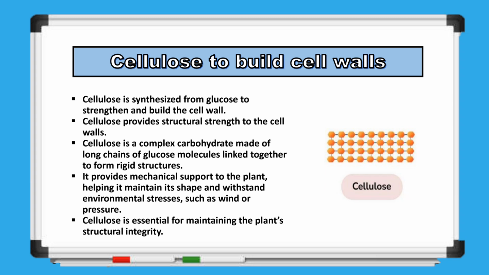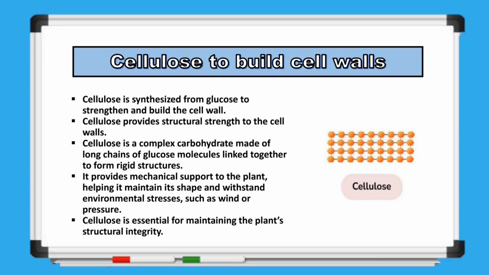Cellulose helps the plant maintain its shape, gives it structural support, and allows it to withstand physical stress from things like wind, water pressure, or even its own weight. So in summary, cellulose, built from glucose, is absolutely essential for the plant's stability and integrity, forming the framework that holds everything together.